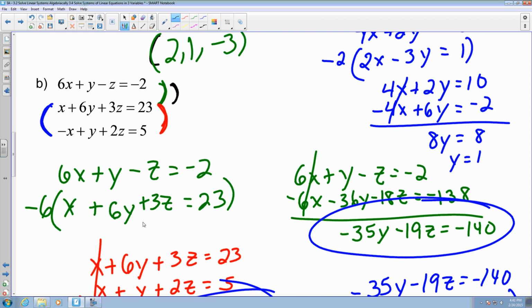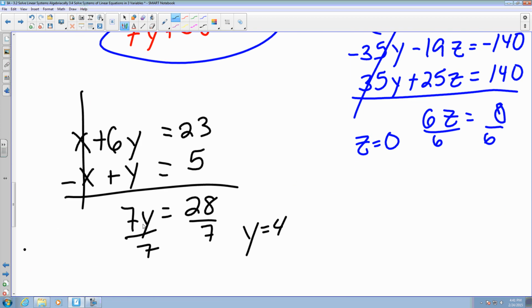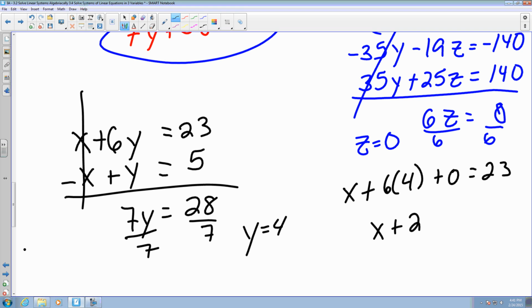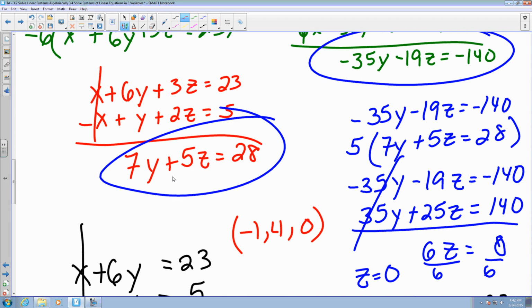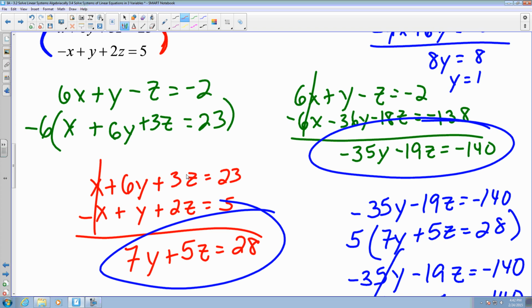So then finally, I just go over here, pick any one of these equations. I'm going to pick the middle one. So I'm going to say that x plus 6 times 4 plus 0 equals 23. So now I got x plus 24 equals 23. Subtract 24 from both sides. I get x equals a -1. So my ordered pair in this case is going to be -1 for x, 4 for y, and 0 for z. Okay? And that is being able to solve systems of linear equations with 3 variables.